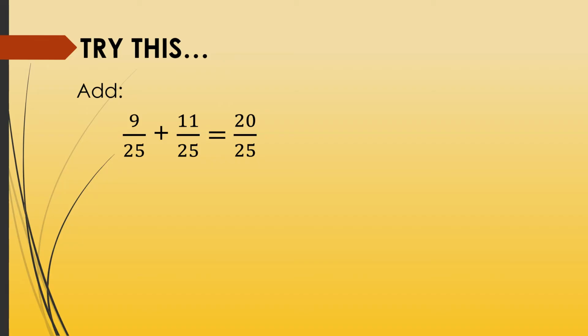Pero, kaya pa natin i-divide yung 20 at 25? Saang number? Sa 5. So let us now divide. 20 divided by 5 and 25 divided by 5. So the answer is 4 over 5. And that is the lowest term.